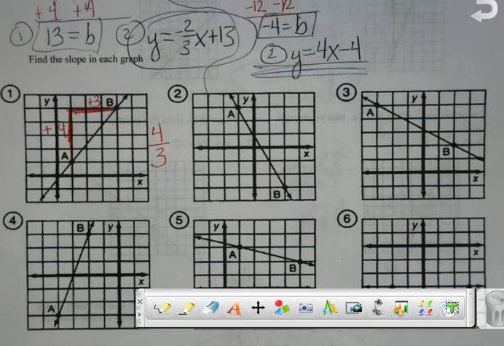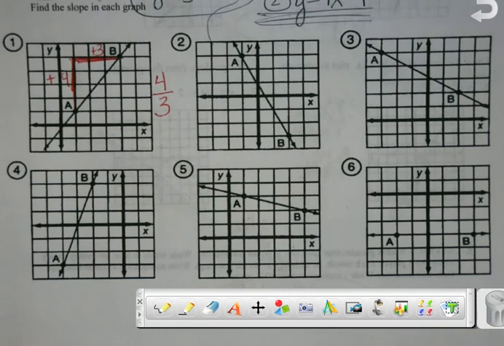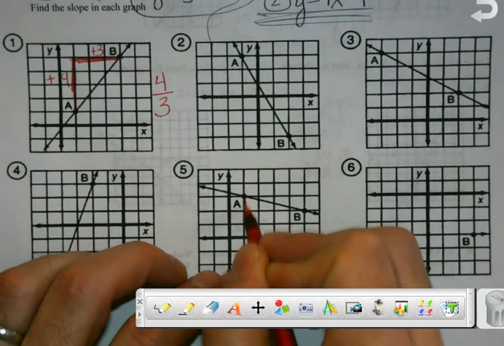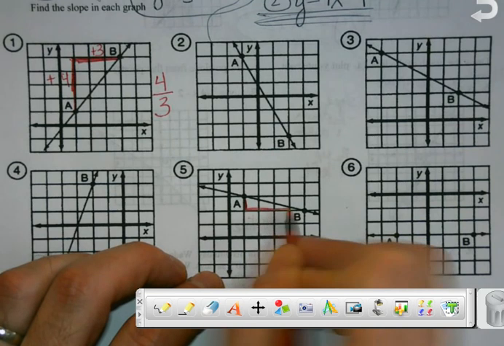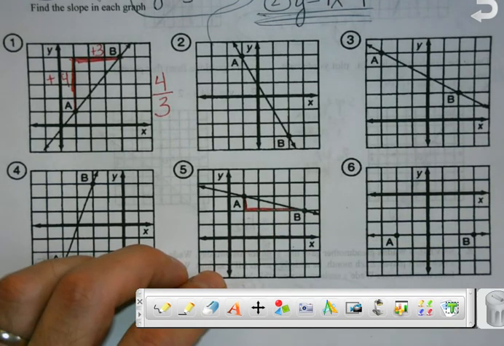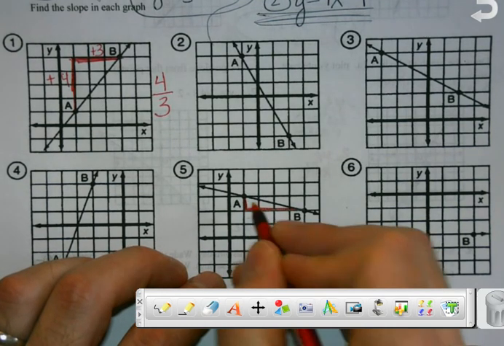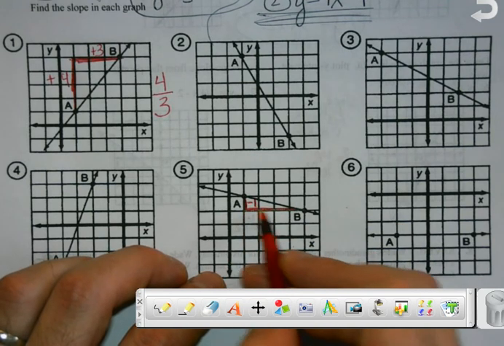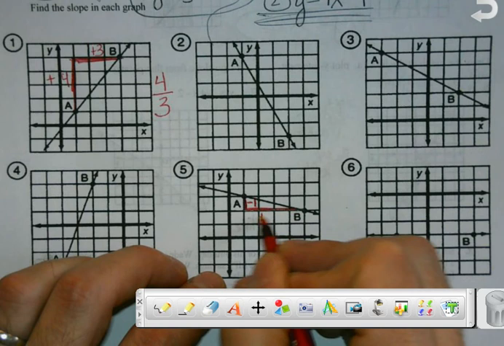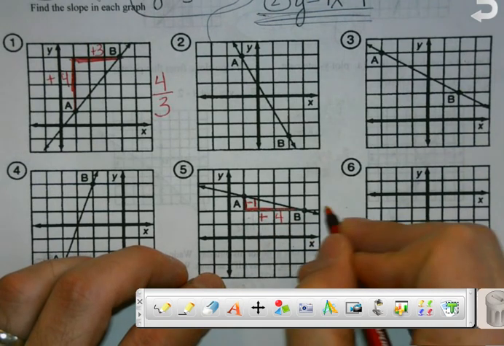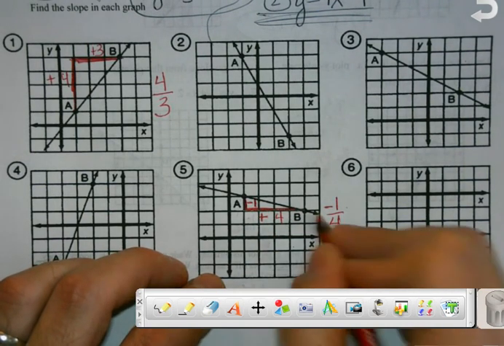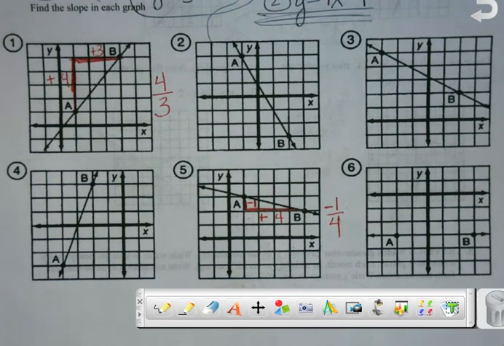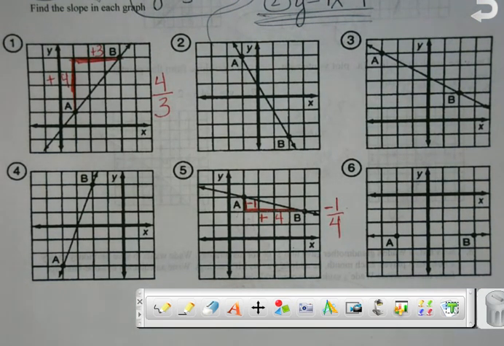Just like, for instance, on number 5, if we were looking at it. Let's say I decide I'm going to go this way, and then I'm going to go this way. I went down 1, so that would be -1. But I went right, 1, 2, 3, 4, so that's +4. -1 over +4. My up or down number always goes on top. So that's where it goes.